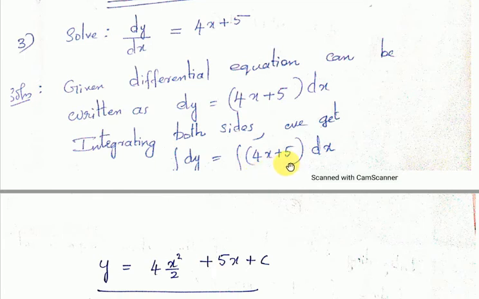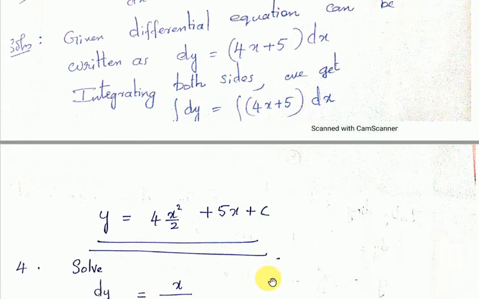Plus integral 5 dx. Here 5 is a constant, so we can take it outside: 5 into integral dx. What is integral dx? X. That is 5x plus c. So 4 into integral x dx is x square by 2, plus integral 5 dx, which is 5 into integral dx, and integral dx is x. That is 5x plus c.